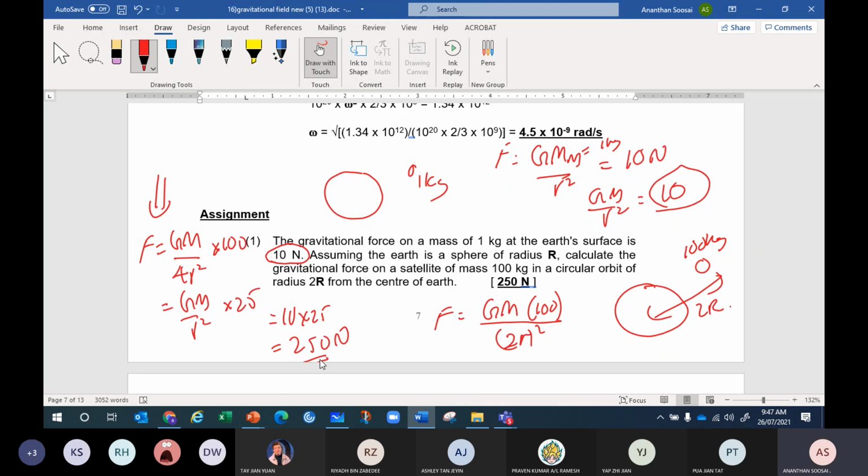So that's the first question. This kind of question is going to be very common, like this doubling, what happened to the value? It's very common. Any questions? So hope everyone gets 250.